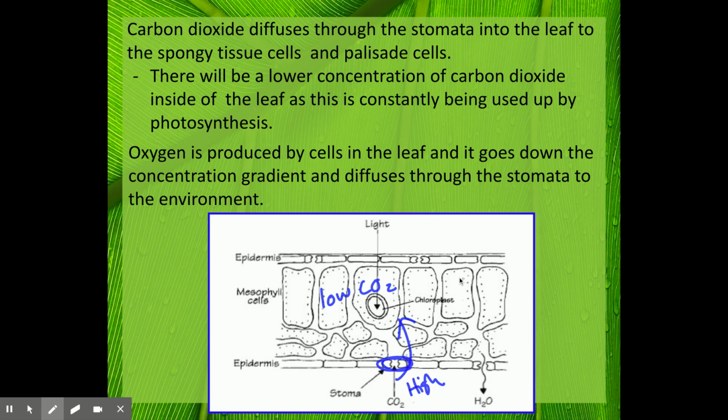As oxygen is produced in the process of photosynthesis in your palisade and your mesophyll cells, the oxygen is going to actually want to leave because there's a high concentration in the leaf and there's a lower concentration outside the leaf, so high to low, going down the concentration gradient and leaving to the environment.